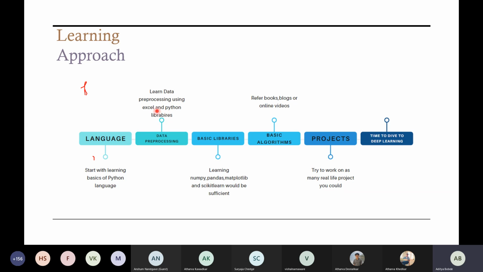Second, you have to learn some pre-processing techniques like Excel and Python libraries. And the third step is the basic libraries of Python. Now these are the most important things. Okay, the first one is NumPy.